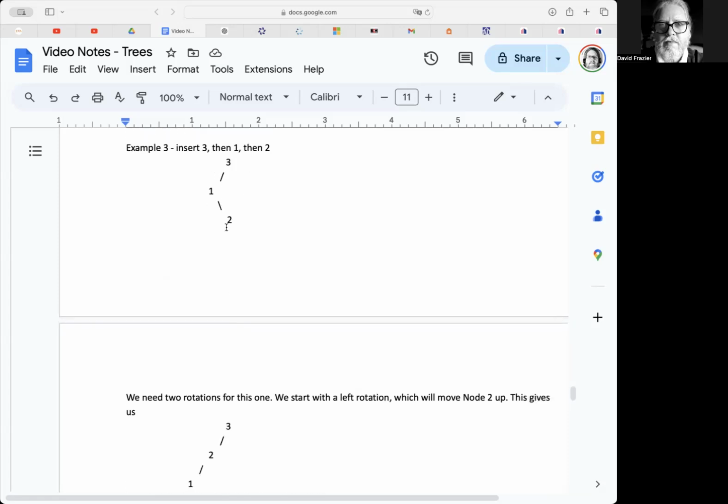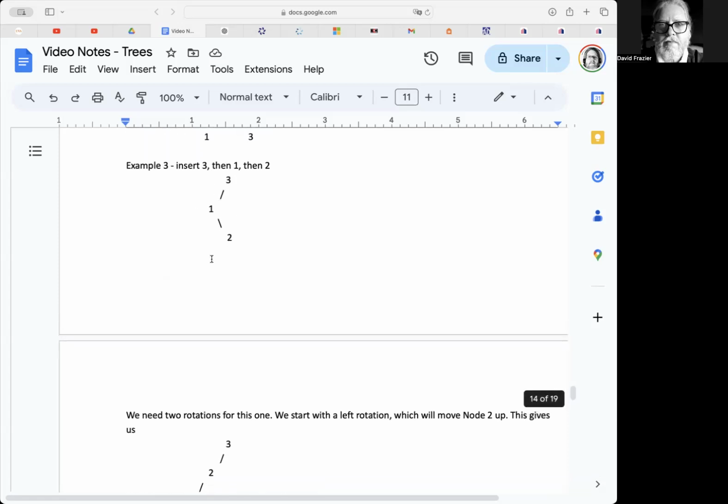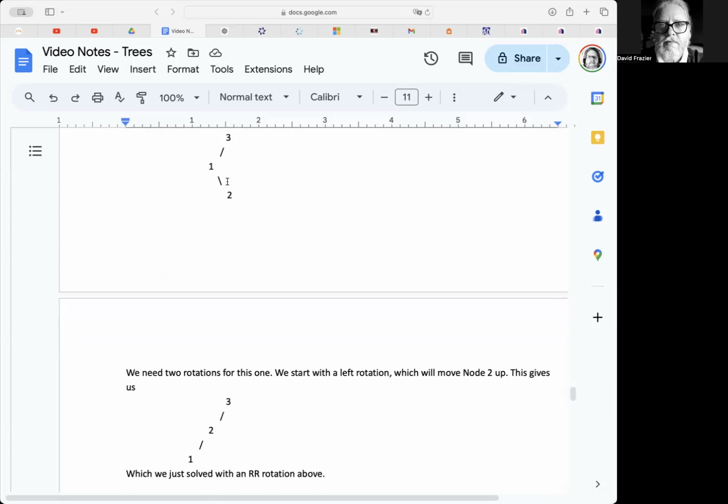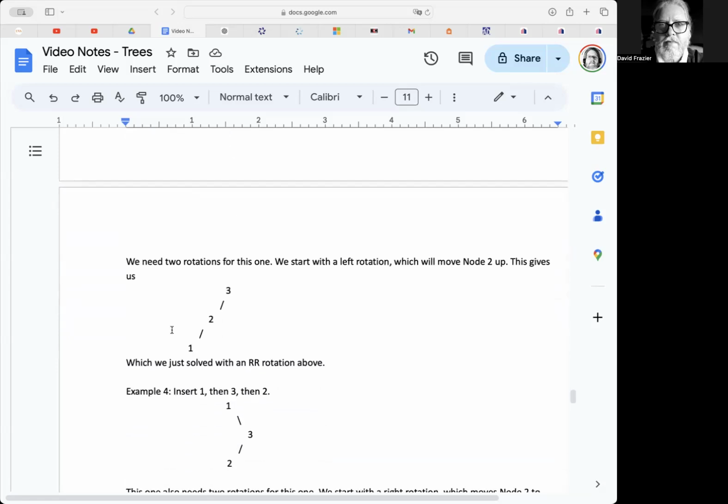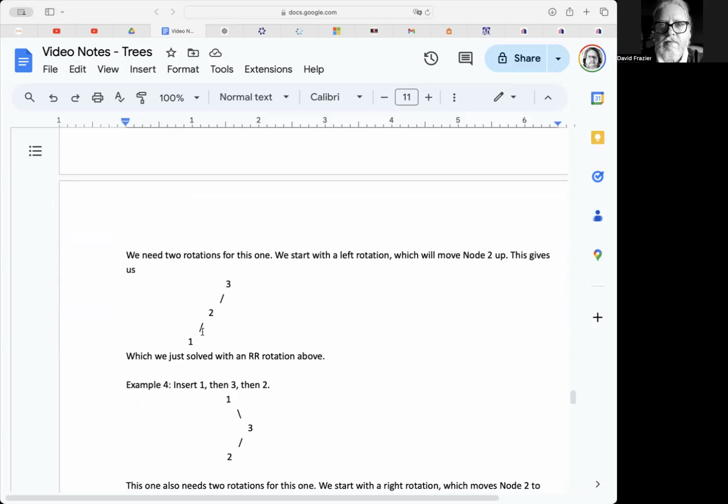So the first thing we're going to have to do is a left rotation to fix these two. When we do that, we're going to move 2 up, which will get us into this orientation with the 3, then the 2, then the 1. And then we're going to do the right rotation. We've already fixed that one above, which gives us the 2, the 1, the 3. So that's a solved problem once we get here.